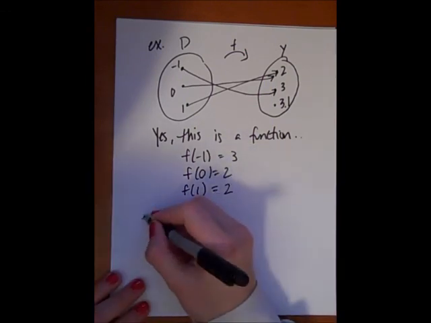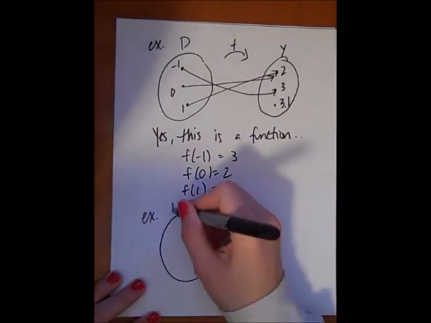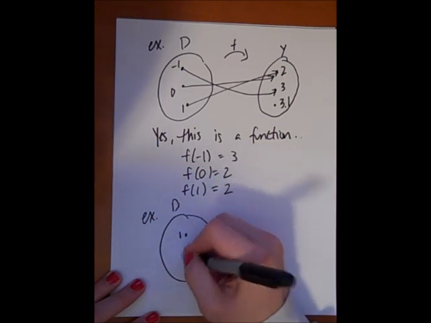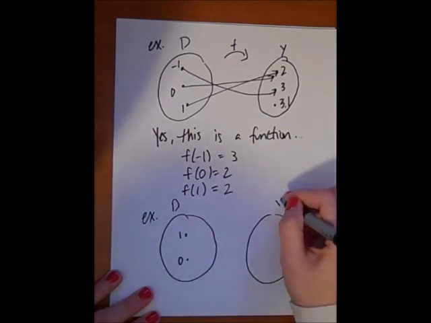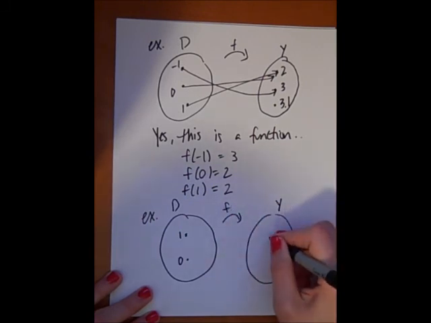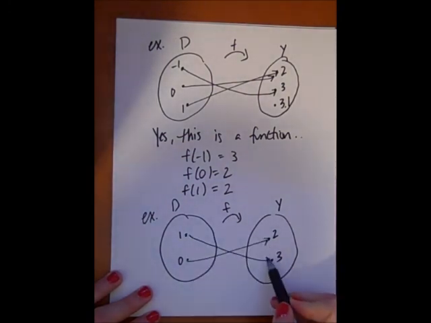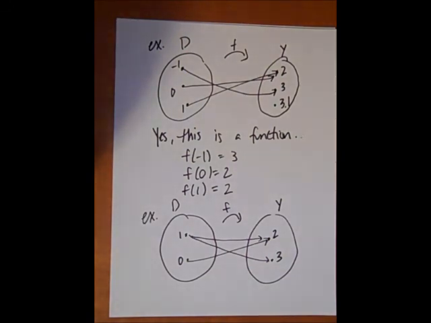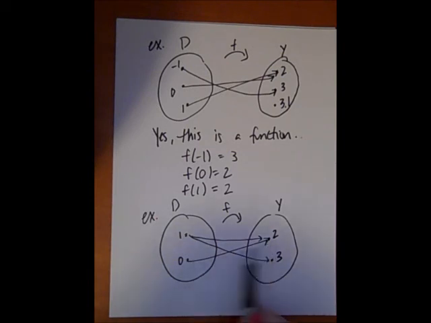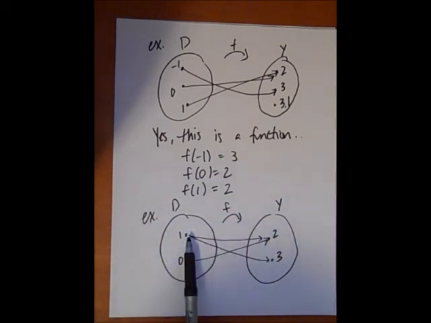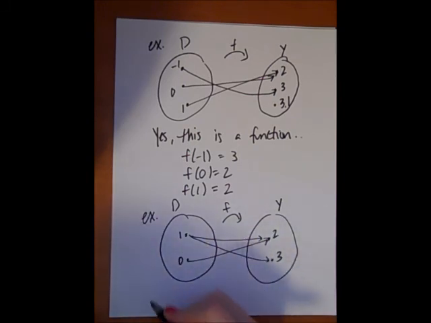So, let's do another example. Here's D, let's say that I have 1 and 0. Here's my set Y. f is going between the two. Let's say that Y has the numbers 2 and 3. Let me draw the picture here. Is this a function? Let's see. What is 0 mapped to? f of 0 is 2 because 0 is mapped to 2. What is 1 mapped to? Well, it's not clear because 1 goes to 2, but 1 also goes to 3. So because this 1 is going to more than one thing over here in my set Y, this is not a function.